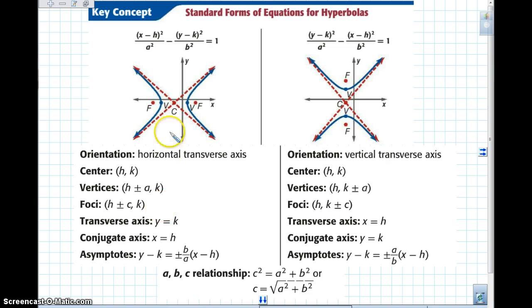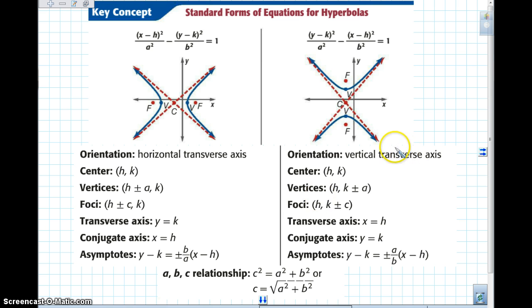Notice that the point that these asymptotes go through, they always go through the center. So the point that they plugged in was the center, h and k. And then the slope of the lines, that can be found by doing b over a. So b over a is really going to tell us the slope of the asymptotes that go through the center of the hyperbola.